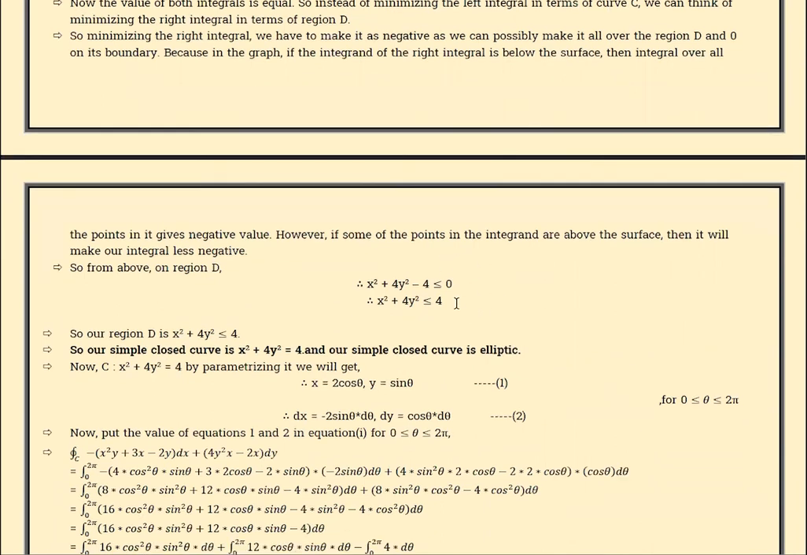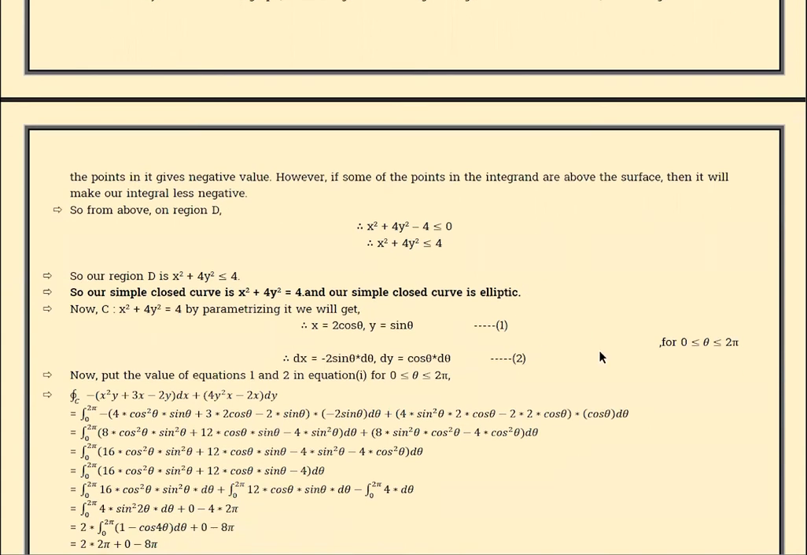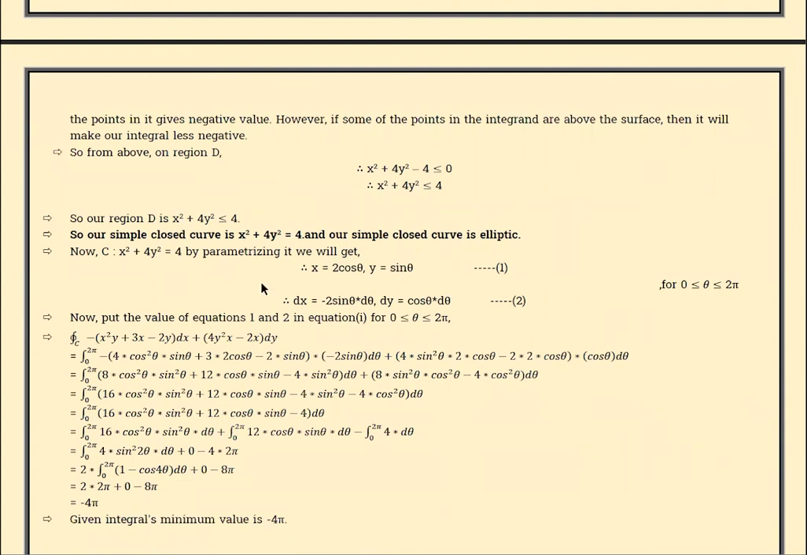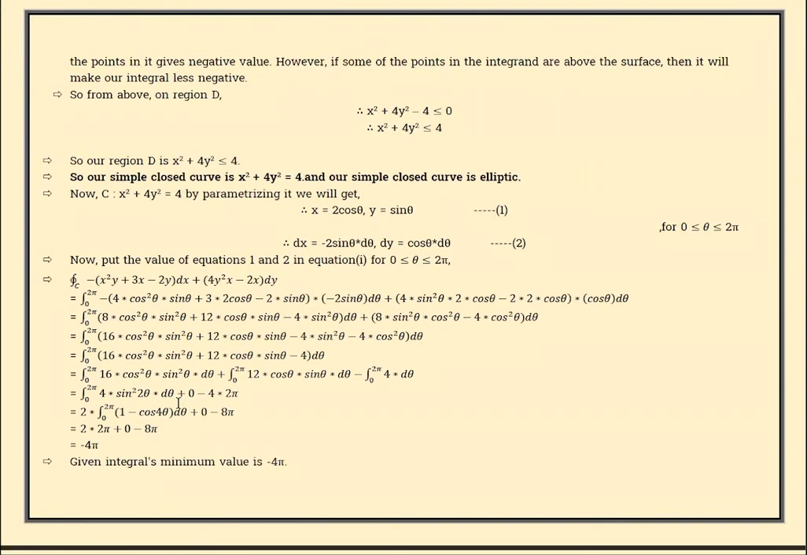So our region becomes x square plus 4y square less than or equal to 4. So from that, our simple closed curve is x square plus 4y square equal to 4, which is an ellipse. So from that, we can find the value of the integral by parameterizing x and y, taking theta from 0 to 2 pi, and the value of this integral becomes minus 4 pi. That's the minimum value.